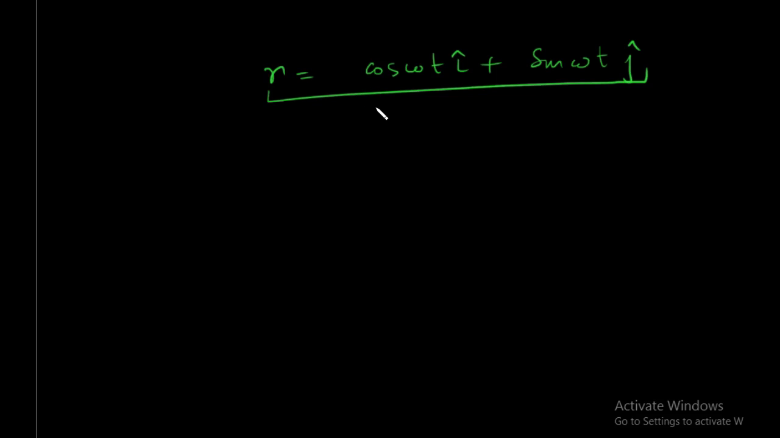Now for velocity, everyone knows we have to just differentiate this. dr by dt will be equal to v. This will be equal to minus omega sin omega t i plus omega cos omega t j.